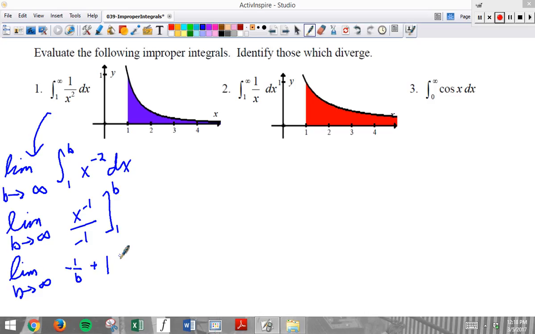Now, some people will have trouble seeing how we got from here to here. b to the negative 1 is 1 over b. As b increases, this is going to 0. You need to know that. It seemed like this year a lot of people had trouble with that. That's going towards 0, so this limit's going towards 1. Okay? So this improper integral, we would say converged.